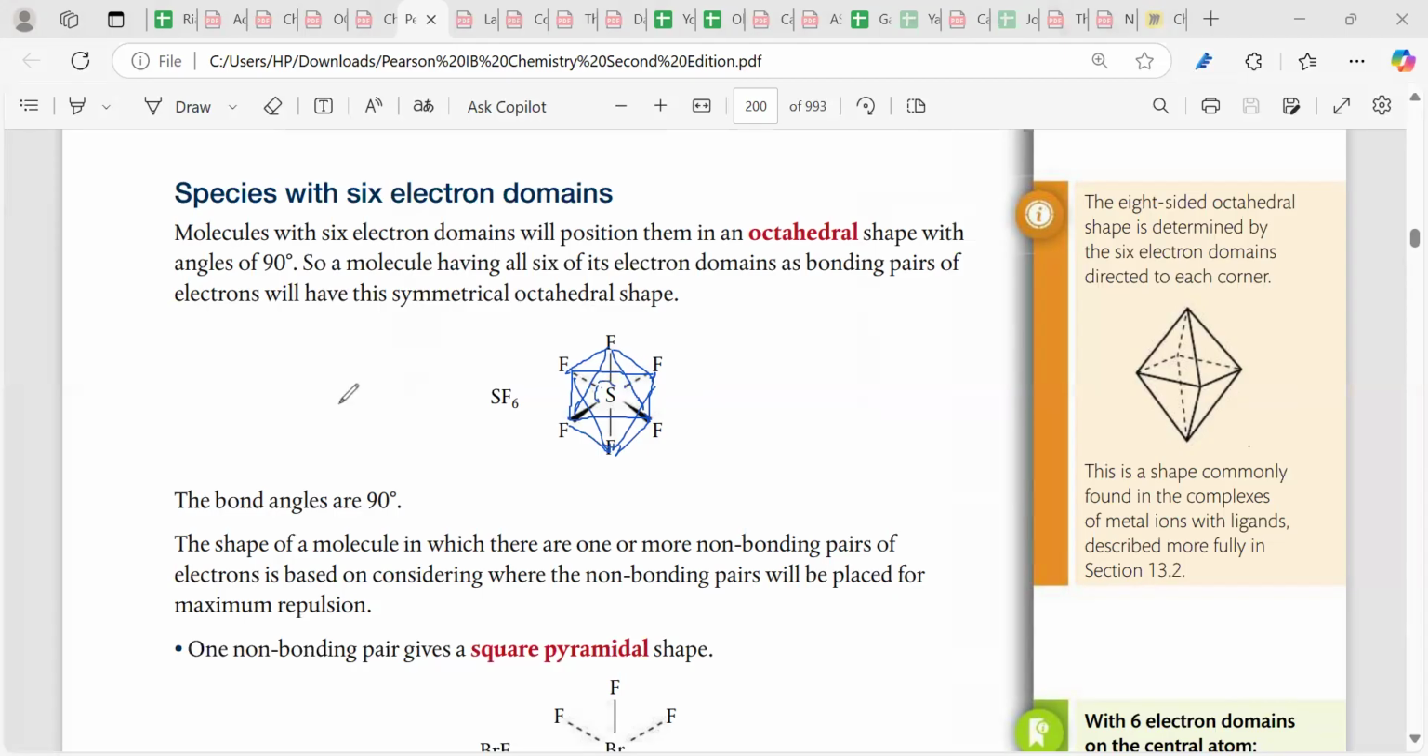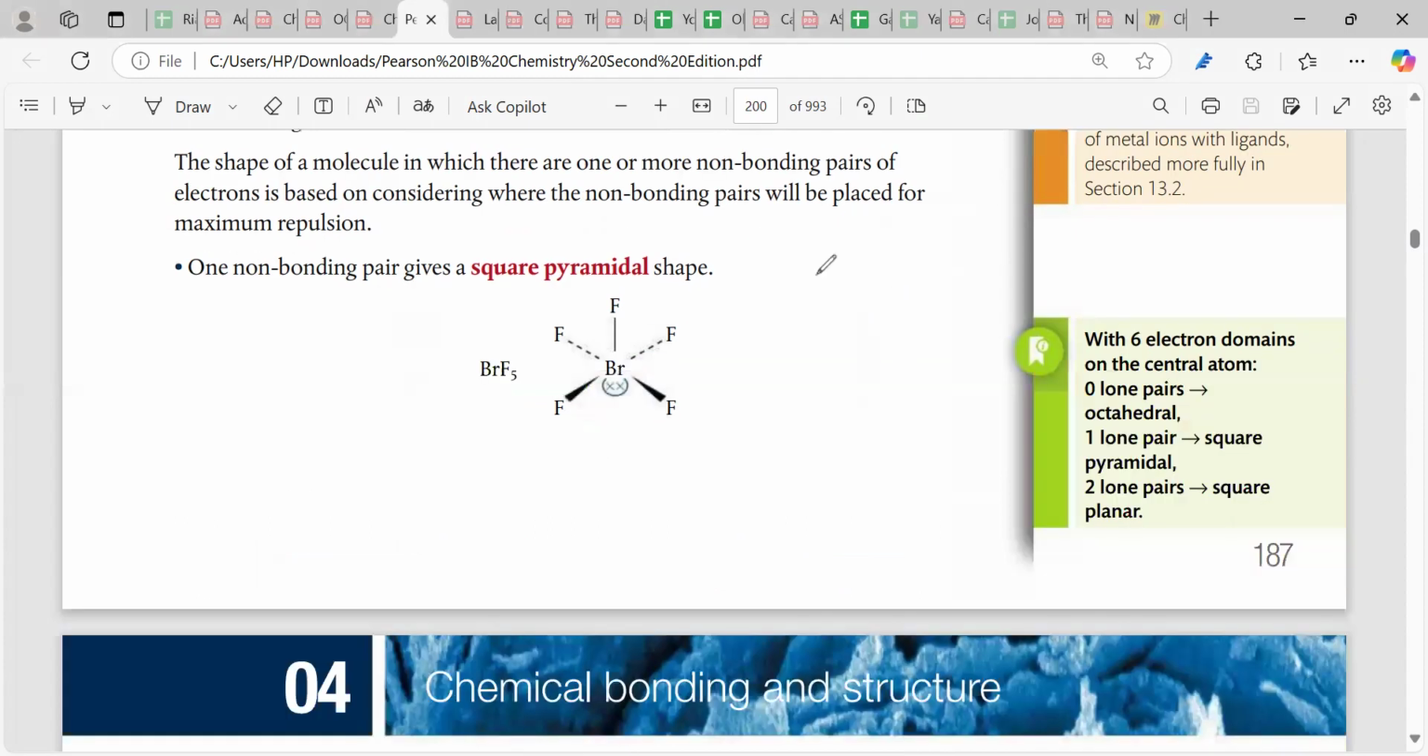This angle will be 90 degrees. Can you understand this thing? This angle is 90 degrees, right? And if we have a lone pair of electron, where will that be? That will be in the equatorial position.